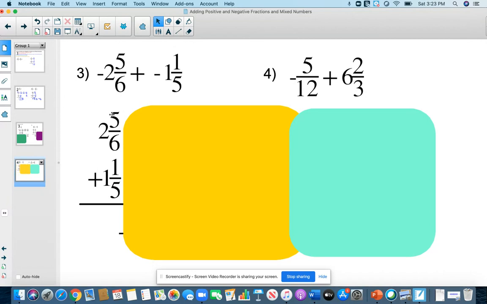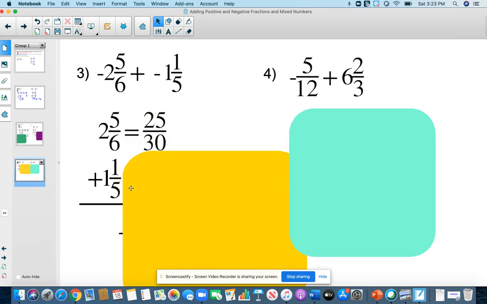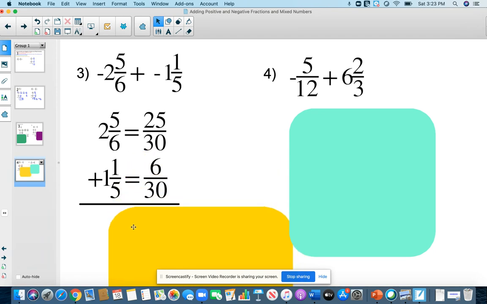So I'm going to take my 2 and 5/6 and my 1 and 1/5. I wrote it up and down so I can get common denominators because 6 and 5 do not have common denominators. The denominator that works for both of these is 30. So I'm going to go ahead and change them both to 30ths. So the first one would be 25/30 by multiplying both numerator and denominator by 5, and then the 1/5 would change to 6/30 by multiplying the numerator and denominator both by 6.